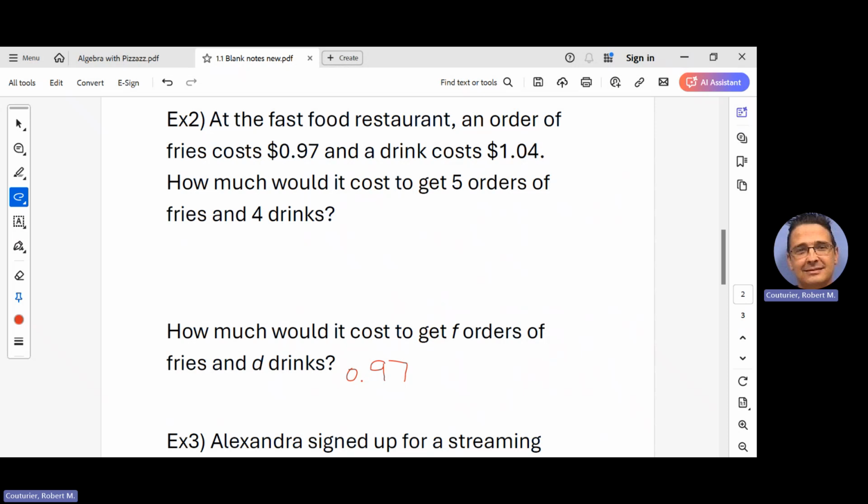So 97 cents times f, however many French fries we have. Then it says $1.04 times however many drinks we have. That's your expression. Great. Now that you know this, it doesn't matter how many fries, you can plug them in and it will work.